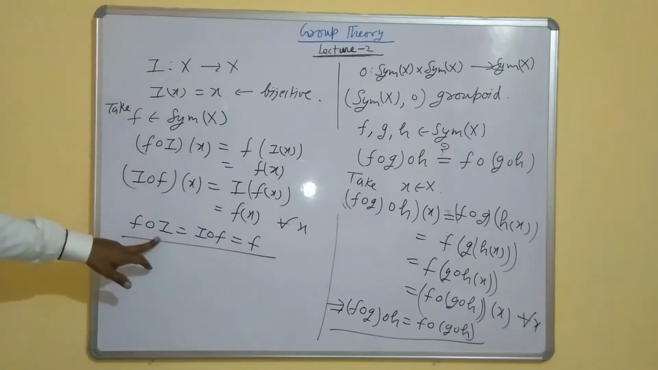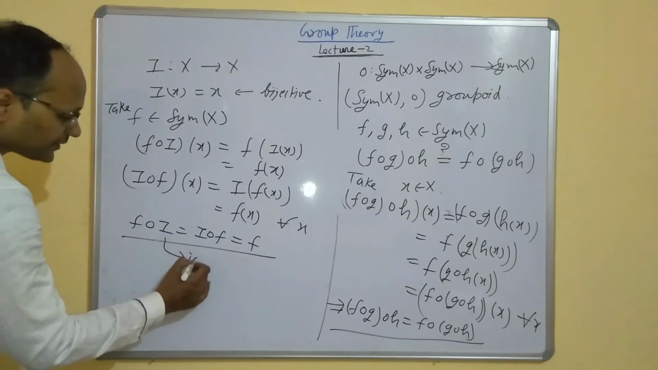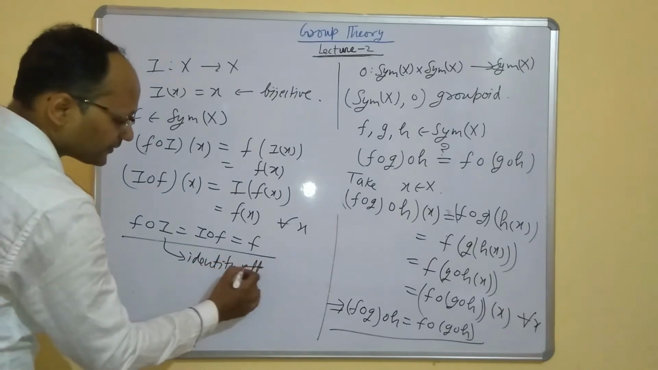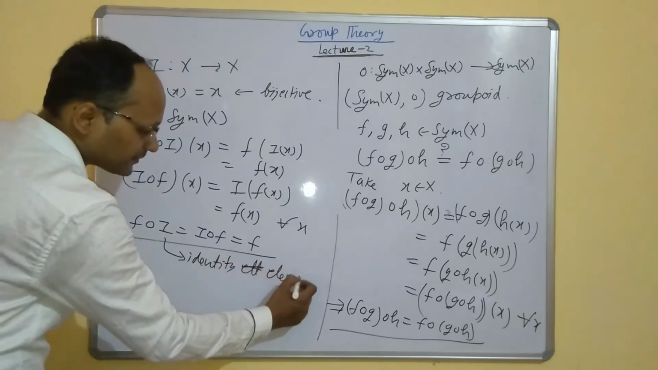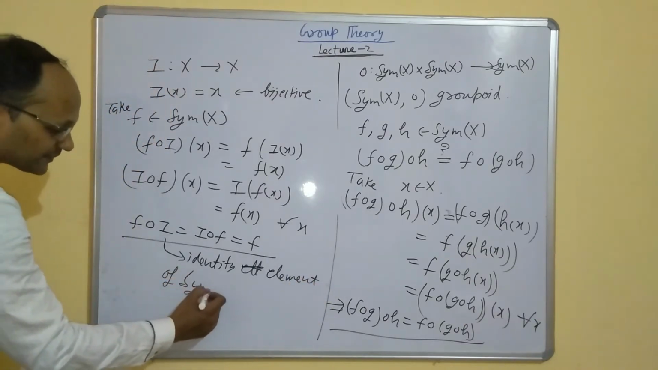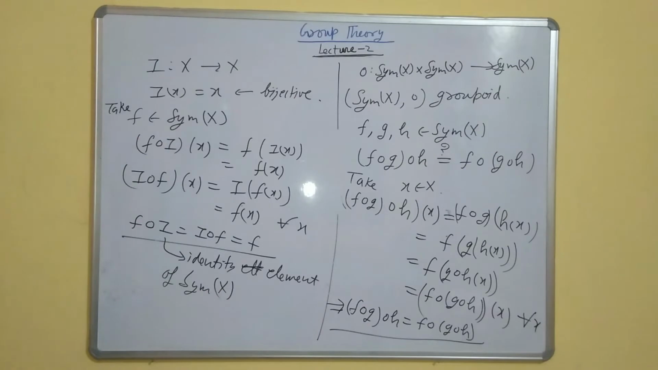So this means this I, which is a bijective map, is the identity element of Symmetric. So Symmetric is a monoid. Now we will see what is the inverse of an element in Symmetric.